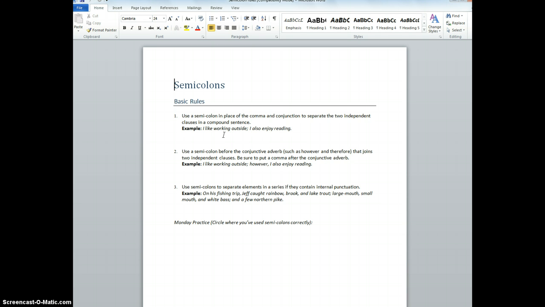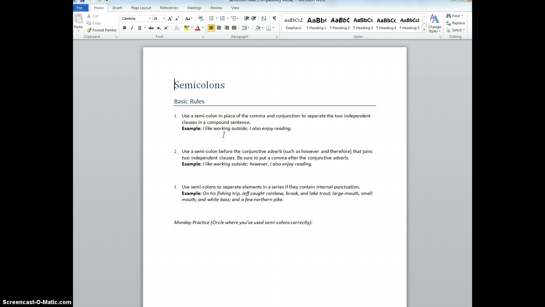For instance, I like working outside; I also enjoy reading. Those are both talking about things you enjoy. If it said, I like working outside; French fries come from France, you would not put a semicolon there because the two independent clauses are not related. So, first rule, use a semicolon in place of the comma and conjunction to separate two independent clauses in a compound sentence.